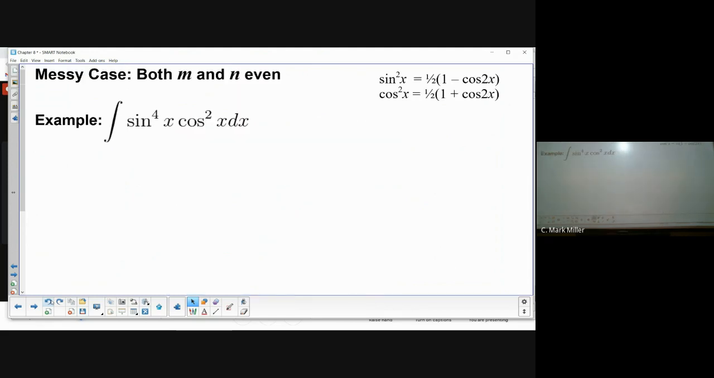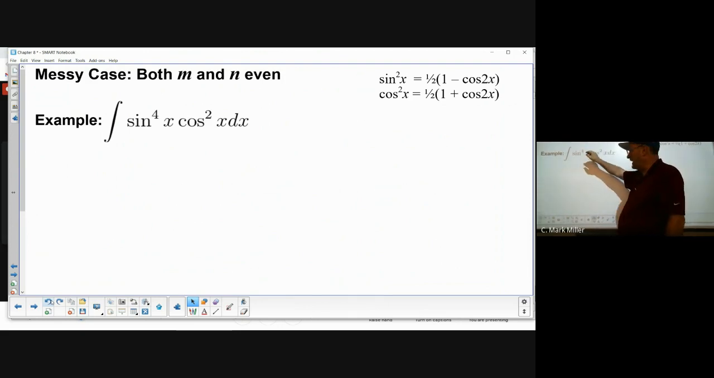Messy case. If they're both even. What have we done up to now? We've peeled off an odd power to make it even, and then you converted everything to sines.